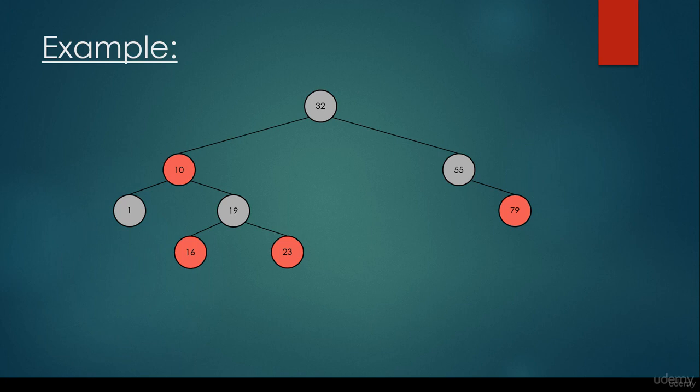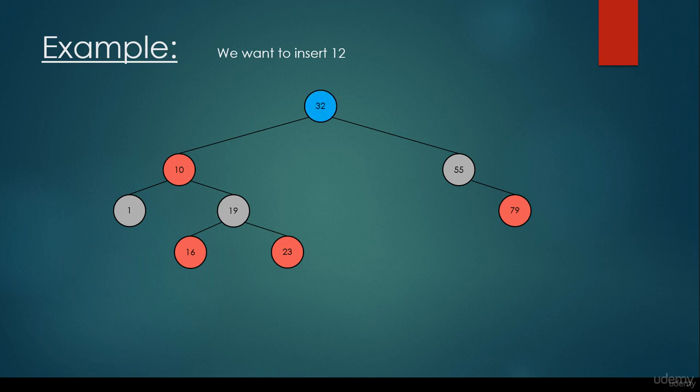And every red node must have 2 black children. And basically because we assigned the null pointers to the leaf nodes with the color black, this property is going to be valid as well. So this is a valid red-black tree. And we would like to insert, for example, 12.